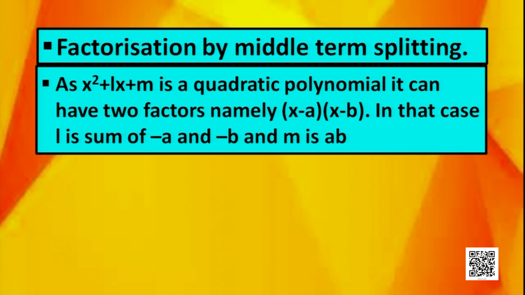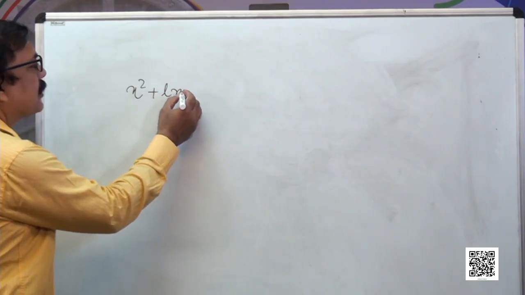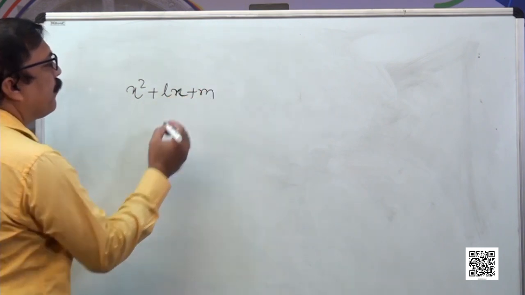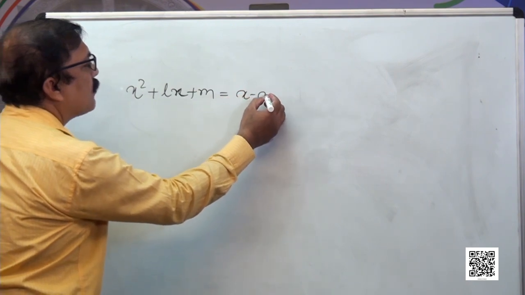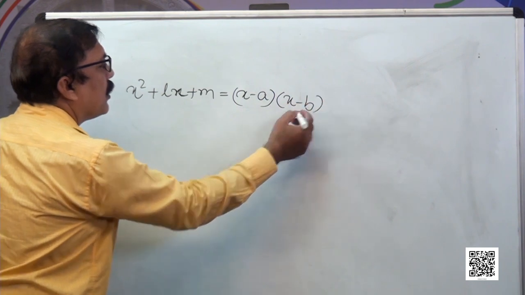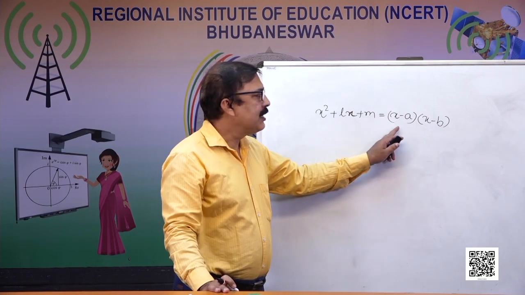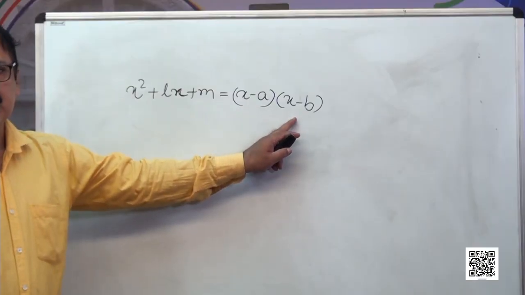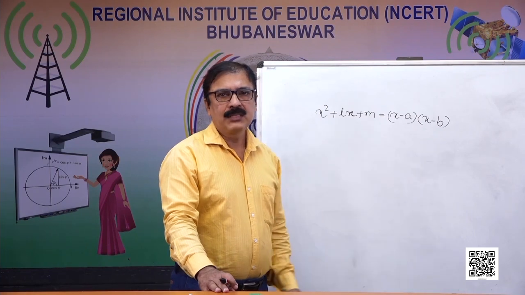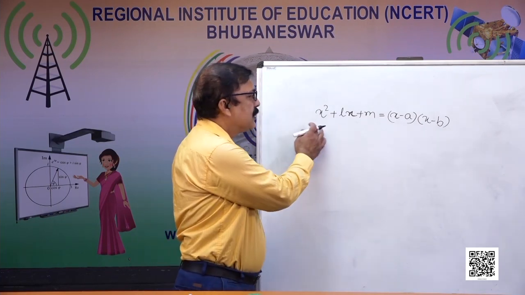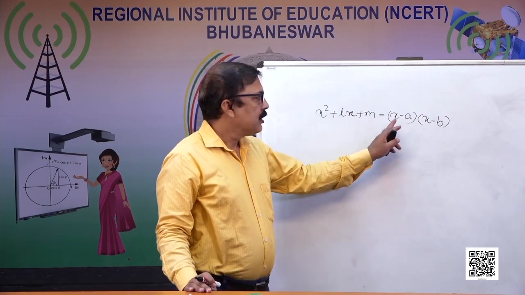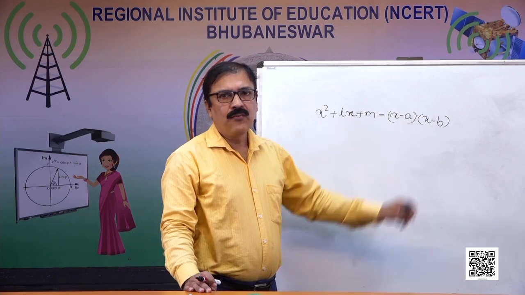Let's see. Here it is written, l is the sum of minus a and minus b, and m is ab. How does this happen? See, x square plus lx plus m, let it be equal to x minus a into x minus b. Let these two be the factors of x square plus lx plus m. Why these two polynomials? Here we have two linear polynomials, and the product of two linear polynomials always gives a quadratic polynomial. So as the left hand side is a quadratic polynomial, it must have at best two factors.